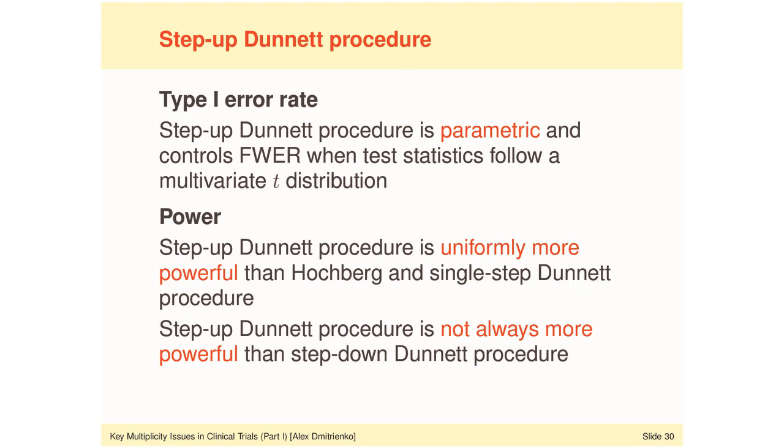The step-up Dunnett procedure is parametric, which means that it protects the family-wise error rate under parametric assumptions. It is uniformly more powerful than the Hochberg procedure, and in addition, it is uniformly more powerful than the single-step Dunnett procedure. But here is an interesting fact. It turns out that the step-up Dunnett is not always more powerful than the step-down Dunnett procedure. And as you remember from Module C, when we studied non-parametric and semi-parametric procedures, the step-up procedure, which was the Hochberg, was always more powerful than the step-down, which is the Holm procedure. However, this relationship between step-up and step-down procedures is not applicable in the world of parametric procedures.